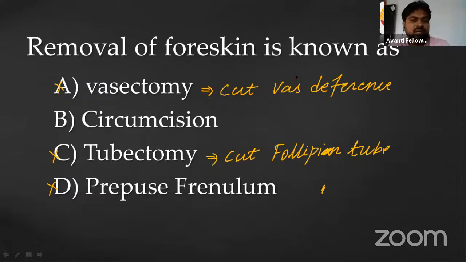Then what is meant by cutting of the vas deferens? Actually, vas deferens cutting and fallopian tube cutting are important for the family planning process, or to avoid pregnancy. That is the procedure for it. We will discuss it in the next lesson, so don't worry about it. It is one of the sterilization processes. That's why option B is the correct option: circumcision is the process of removal of foreskin.